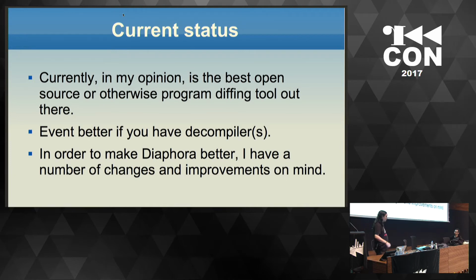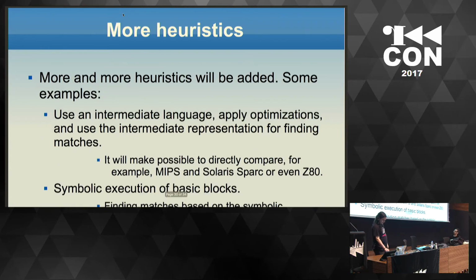And I have a few changes on mine that eventually I will implement. So more heuristics will be added eventually, when I need them more than anything. Some of the ones that I'm still trying to determine are, for example, using an intermediate language. This is why I was interested in ESIL. So I take the intermediate language translation of some function, then I apply optimizations over it, like the compiler would do, and then I compare the optimized versions of the intermediate language.